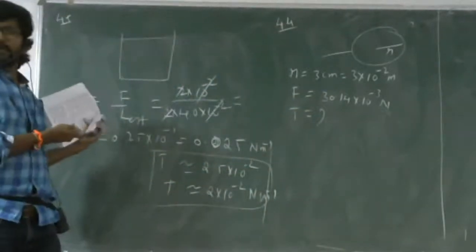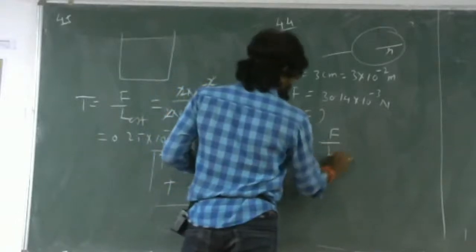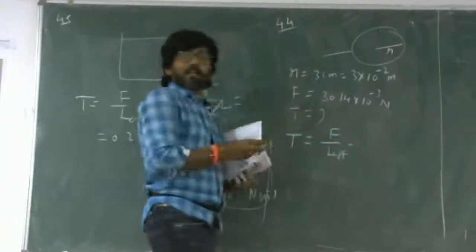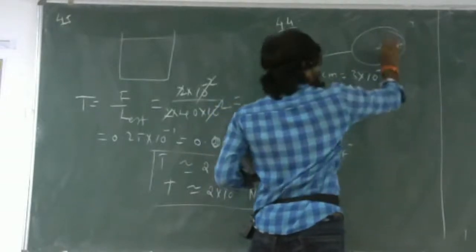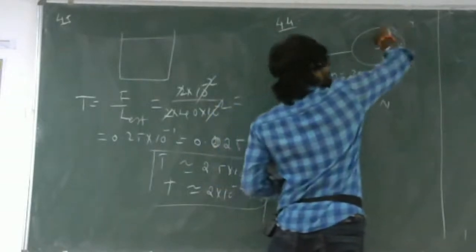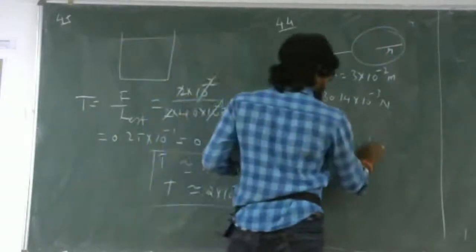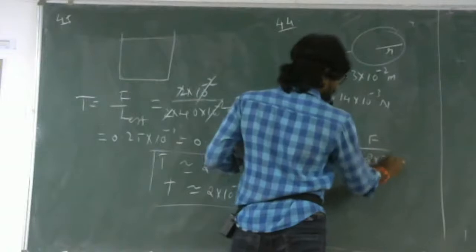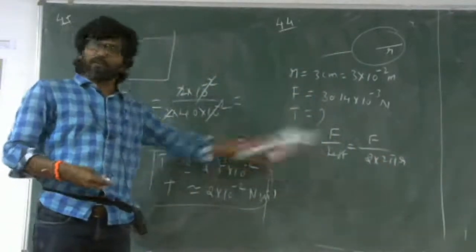Correct formula. What is surface tension? T is equal to F by L effective. So for a thin ring, the effective length is nothing but the circumference, it is 2 pi r. But the ring will have an inner surface length and an outer surface length, 2 pi r into 2. So this is equal to F by 2 into 2 pi r. F is given, R is given. Substitute and simplify. Do it.